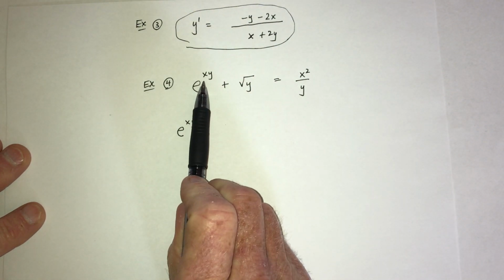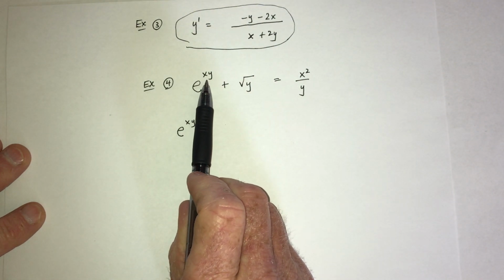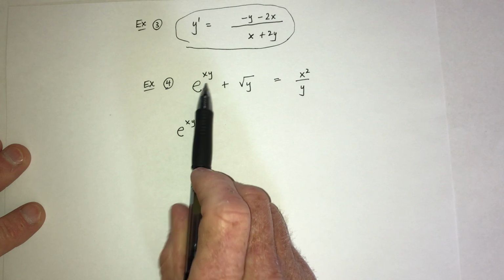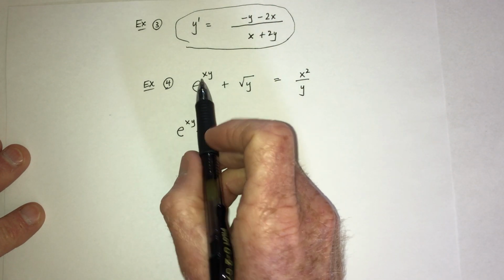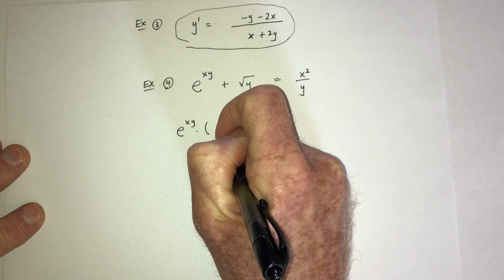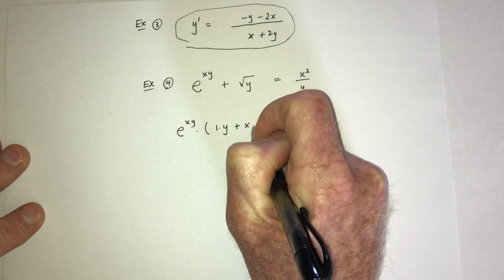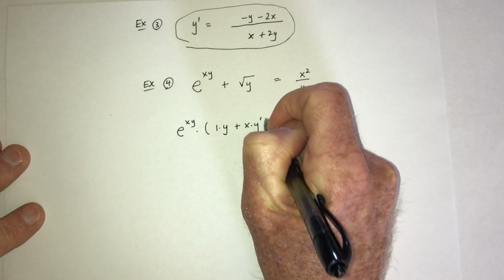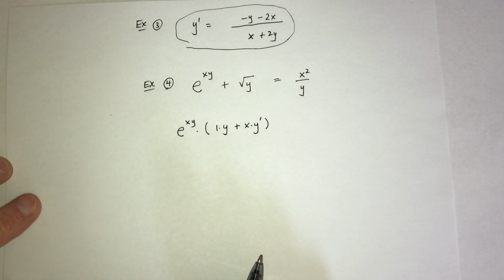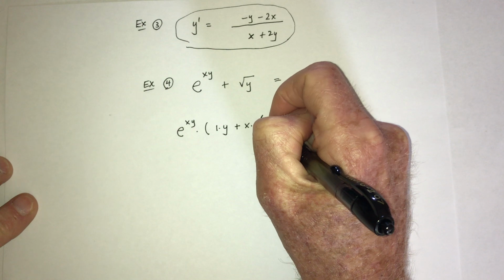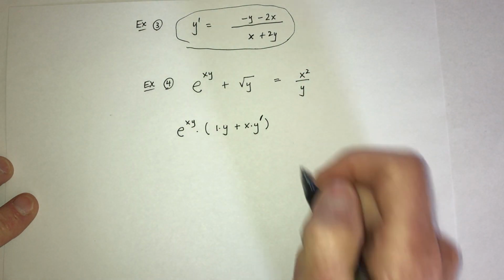And then we need to do the chain rule, so take the derivative of x times y. For that, we need to use the product rule. So the derivative of x is 1, and then leave y alone, plus leave x alone, and take the derivative of y. Let me emphasize this little prime here.